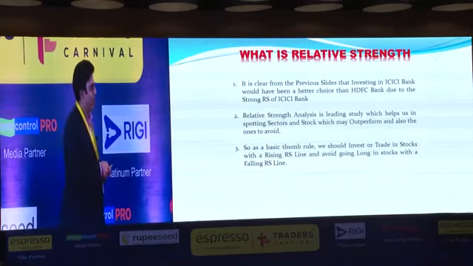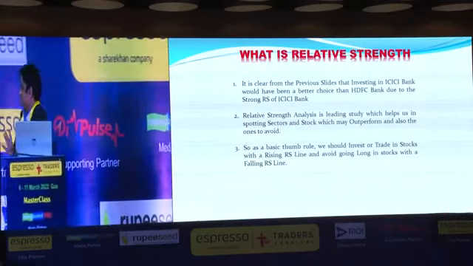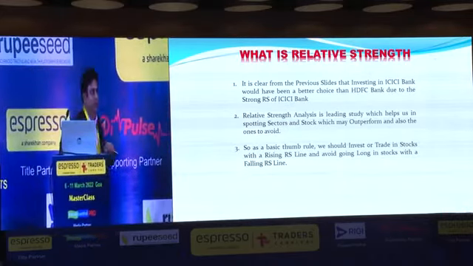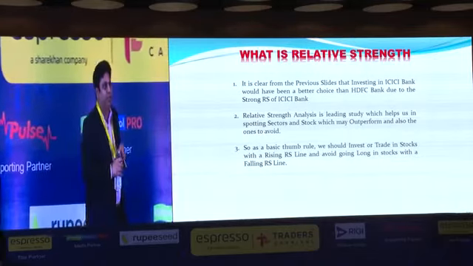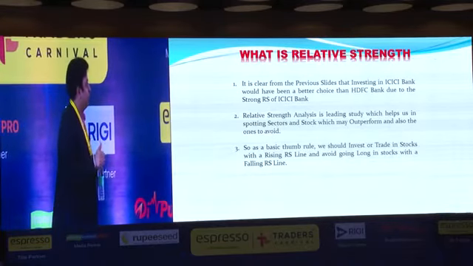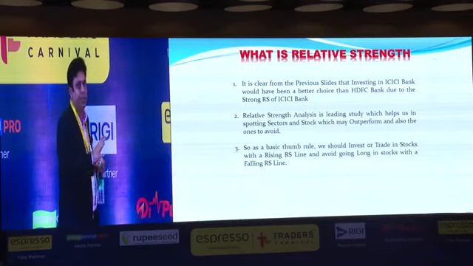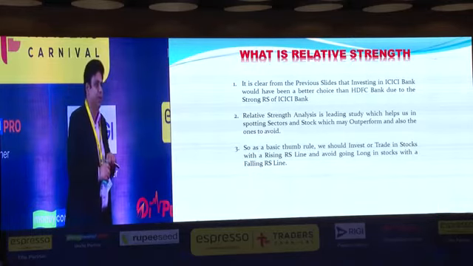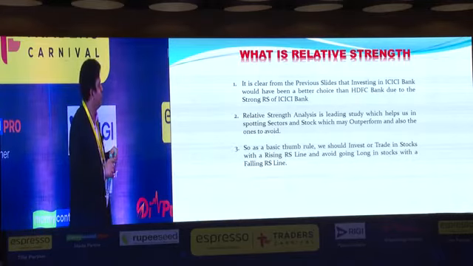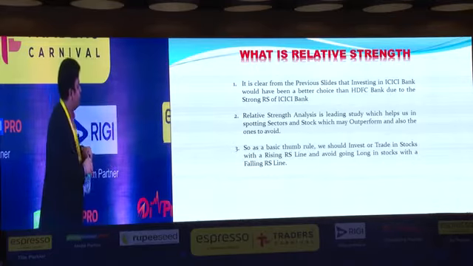So till now, as a very basic thumb rule, even if you have not understood anything or understood very little, you will get the PPT and you will understand it. As a thumb rule, the only thing to understand is: stay invested in stocks which have a rising RS line. You will be in a better position. Avoid going long in stocks which have a falling RS line. So this is a very simple concept. Always be in stocks which have a rising RS line.